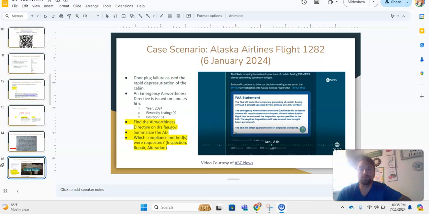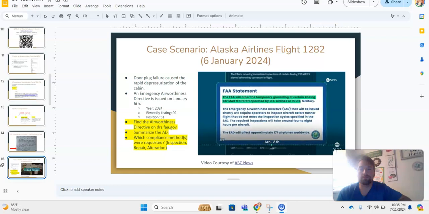Saturday, January 6th, the FAA announces that it will order the temporary grounding of certain 737 MAX 9 aircraft. And Alaska Airlines says that they've canceled 160 flights, impacting about 23,000 passengers.